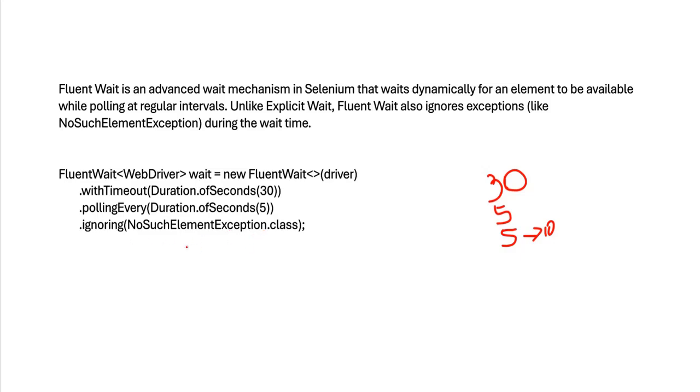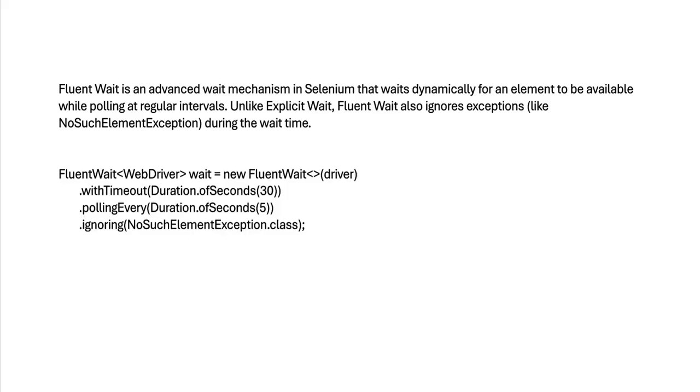So this is the default syntax, and in the exception you can mention whatever you want. There are a lot of different exceptions, so you can use those exceptions as well. Before throwing the NoSuchElementException, it will wait for 30 seconds, and in between it will poll and check whether the element is available or not, and then continue the execution. That is a major thing in Fluent Wait.